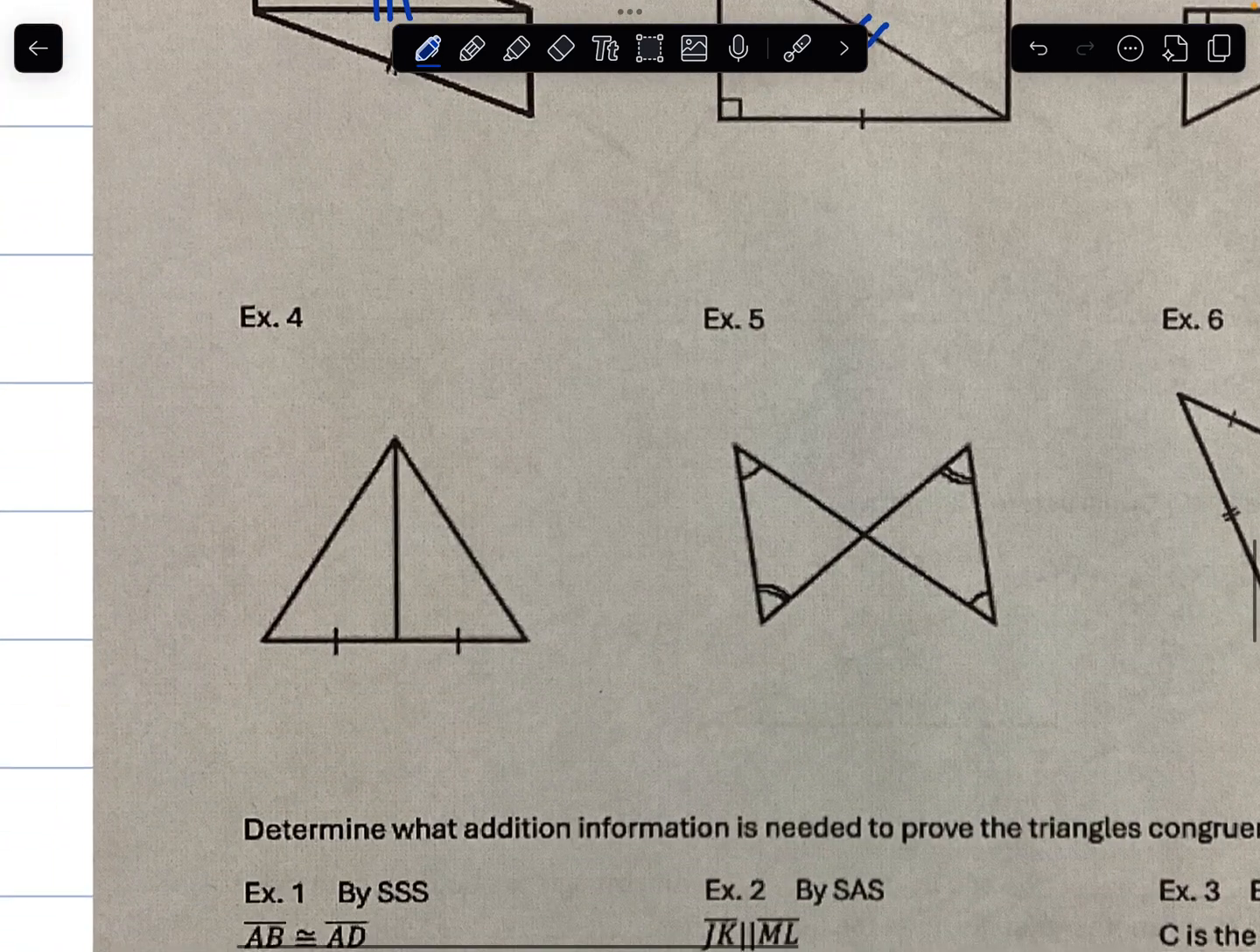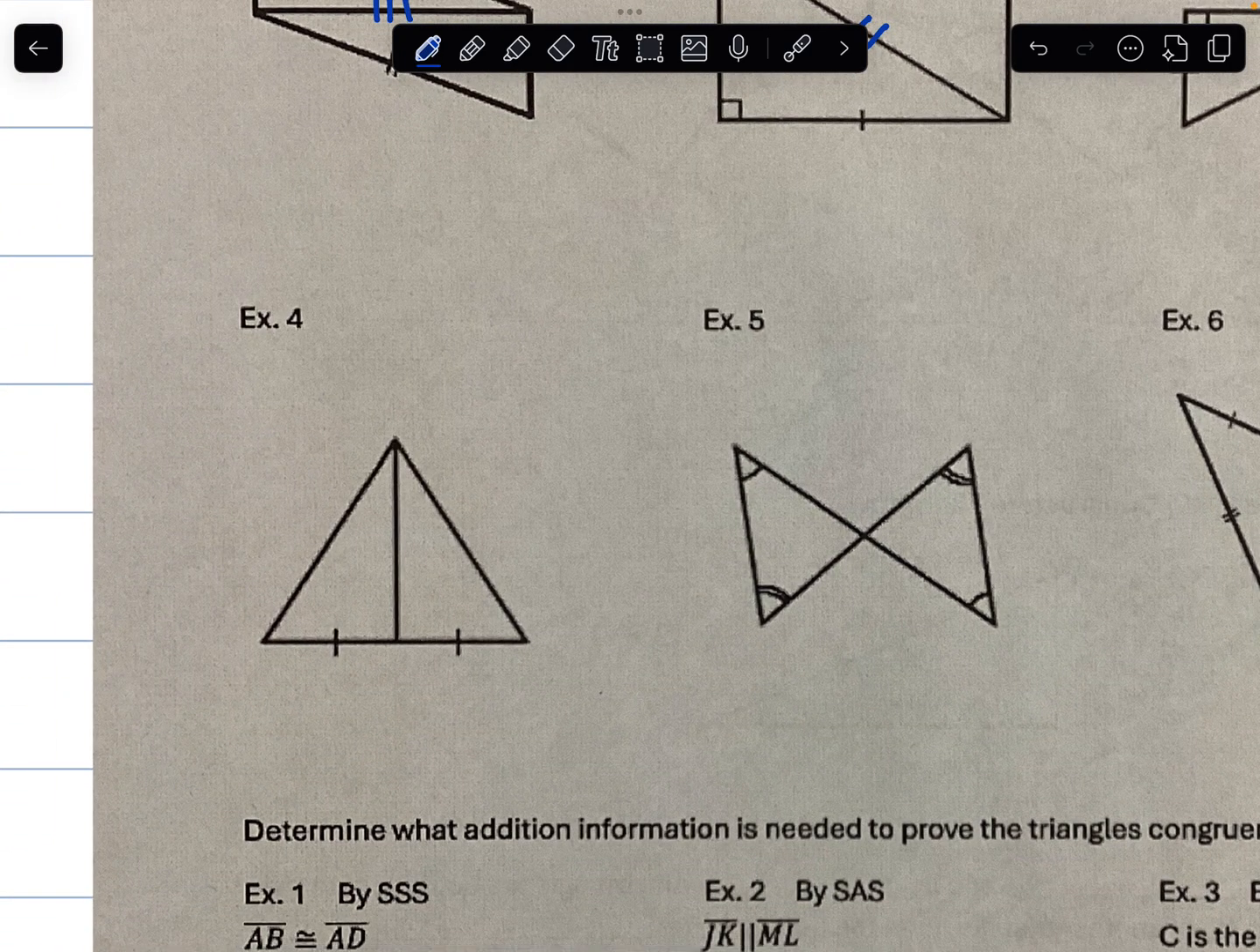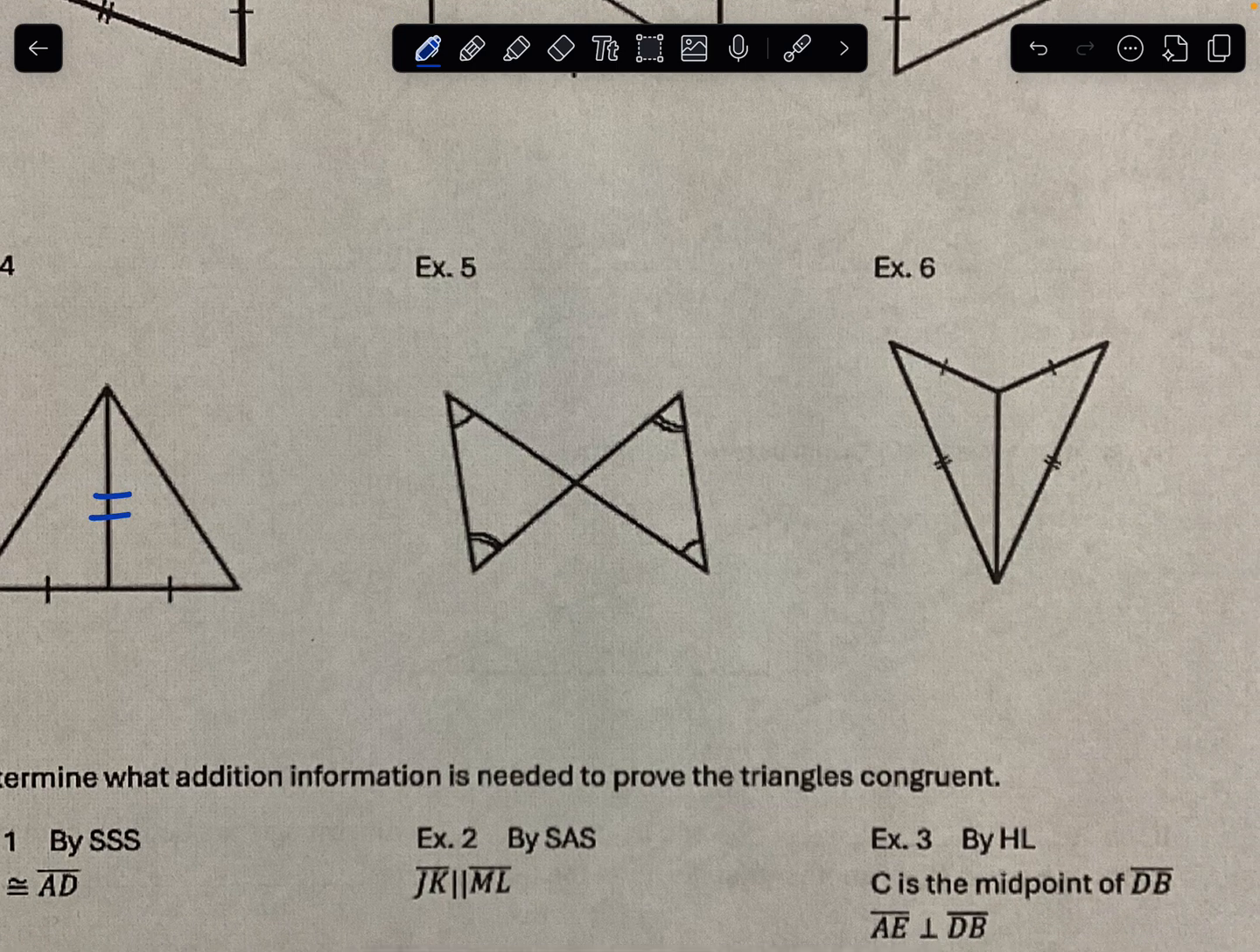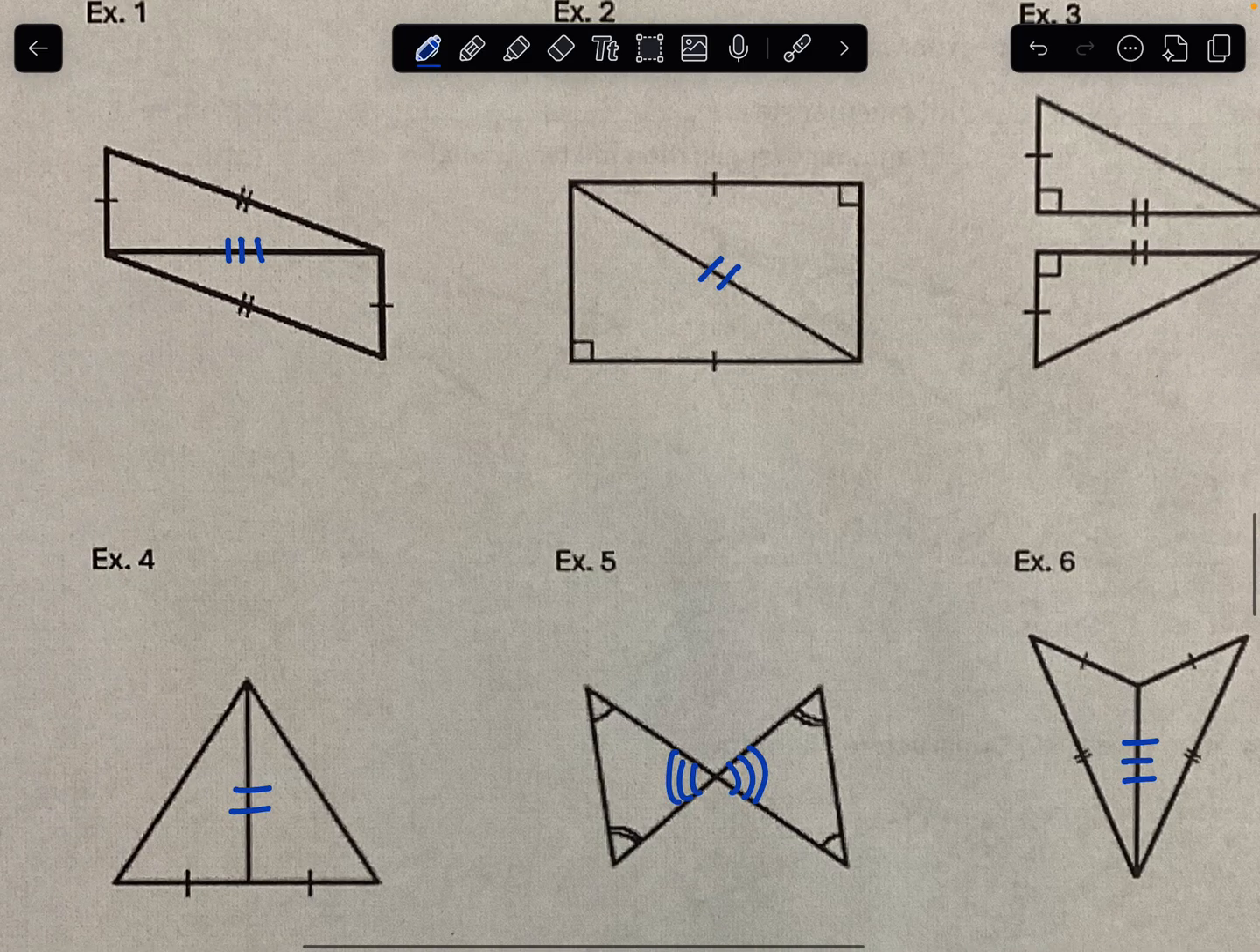No. 4? Yeah. Where? Shared side. Shared side. 2. What about on 5? Vertical angle. Wait. 3. Okay, and 6? 3 on the 6. Good. Okay, now we're going to go back.